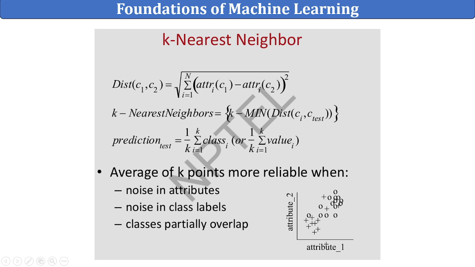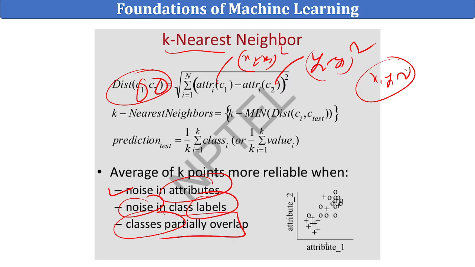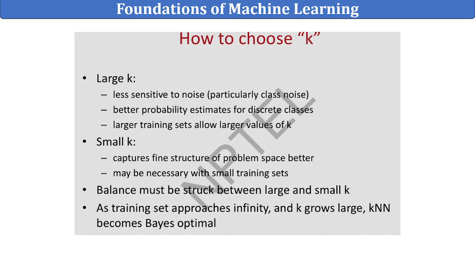Okay. So we're going to find out how k nearest neighbor works. The distance between point 1 and point 2 again will be x2 minus x1 whole square plus y2 minus y1 whole square. We can have multiple dimensions, x, y, z also, no issue. But mostly KNN deals with two dimensions, 2D itself. The average of the k points is more reliable when there is noise in the attributes, noise in the class labels, or classes partially overlap. So in that we have to get the average of the k points.